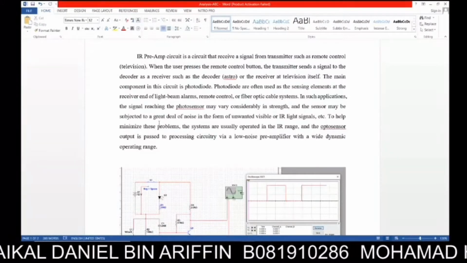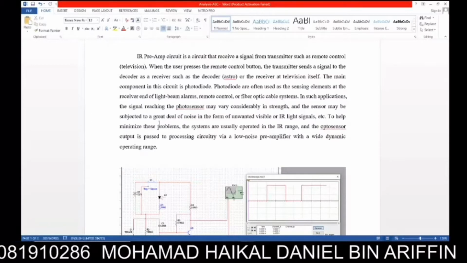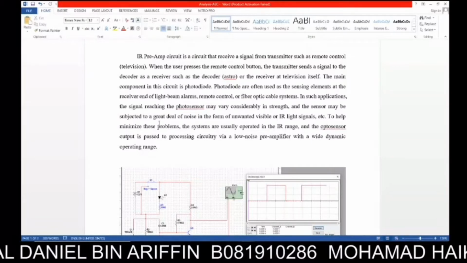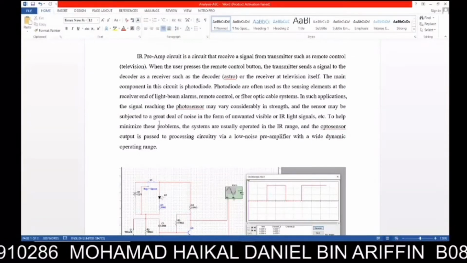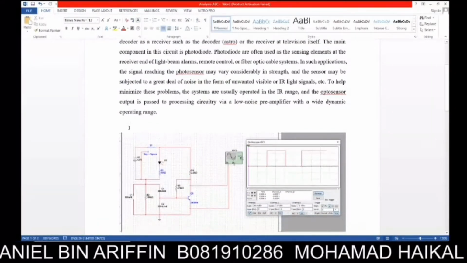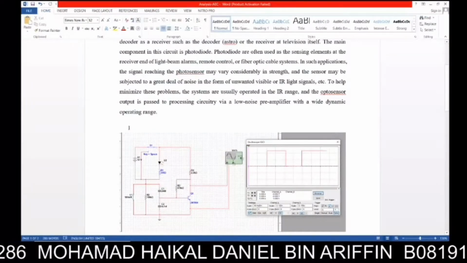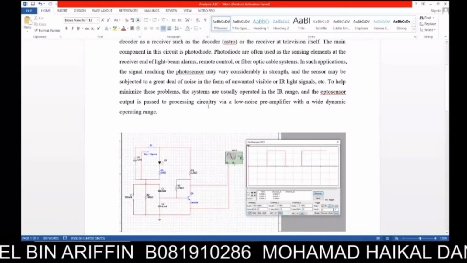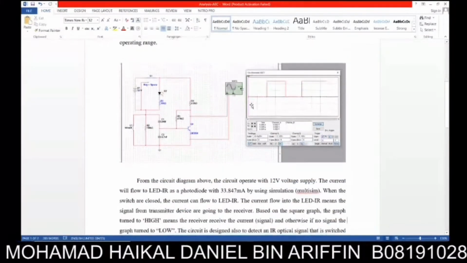In such applications, the signal reaching the photosensor may vary considerably in strength, and the sensor may be subjected to a great deal of noise in the form of unwanted visible or IR-like signals. To help minimize this problem, the systems are usually operated in the IR range, and the optosensor output is passed to processing circuitry via a low noise preamplifier with a wide dynamic operating range.